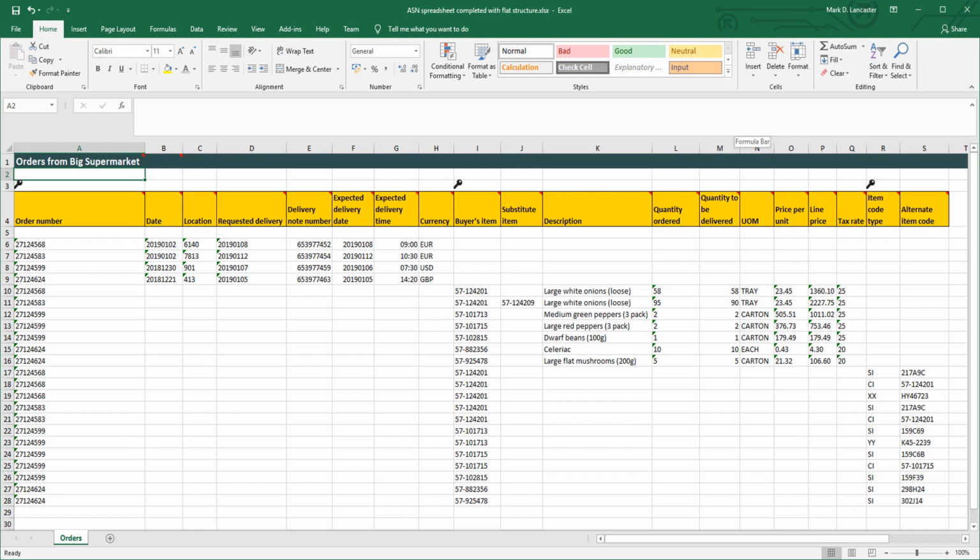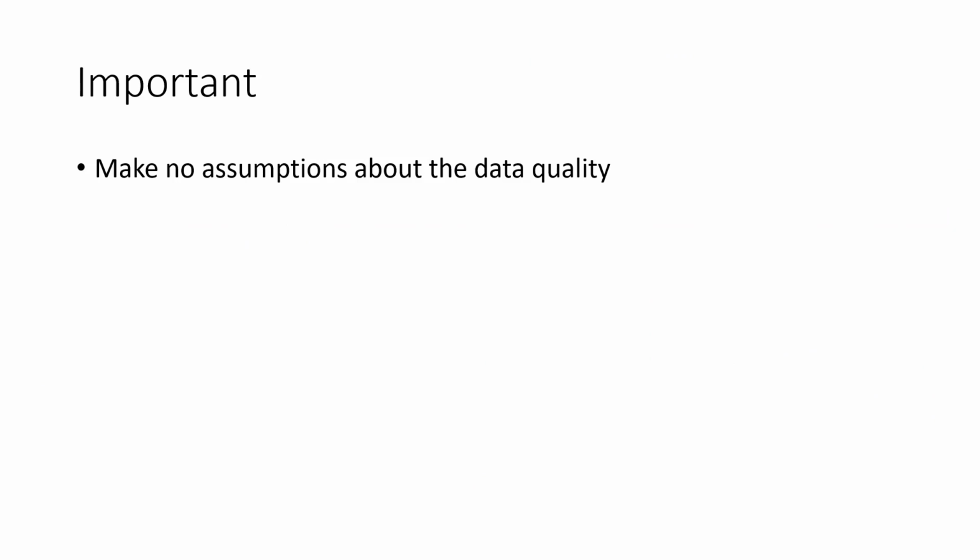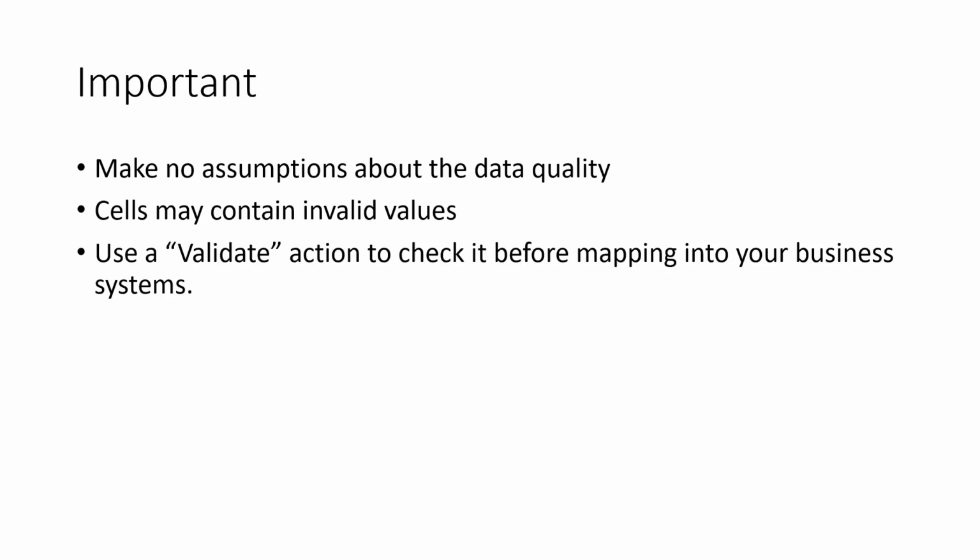Something like this. As mentioned in the previous tutorial, it's not safe to assume that the information entered into the spreadsheet is going to be appropriate to how it will ultimately be used. The spreadsheet could potentially contain invalid values in some of the cells, such as non-numeric values in quantity cells. For this reason, it's advisable to validate the results using a validate action before allowing the data into your business systems.